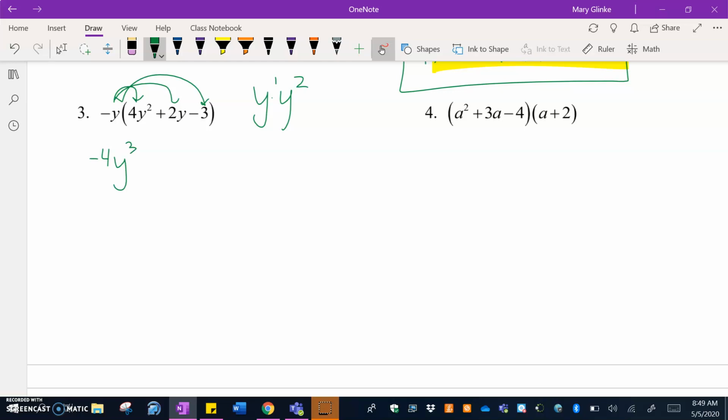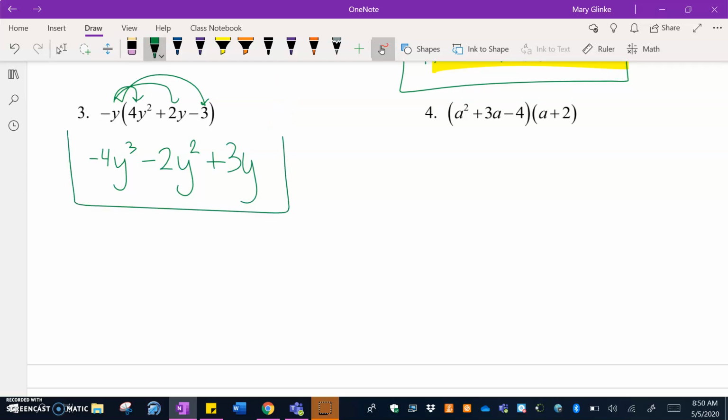-y times 2y is going to end up being a -2y squared. -y times -3 ends up being a +3y. And then this one already is in standard form, and there's nothing to combine because these terms are different. There's no like terms.